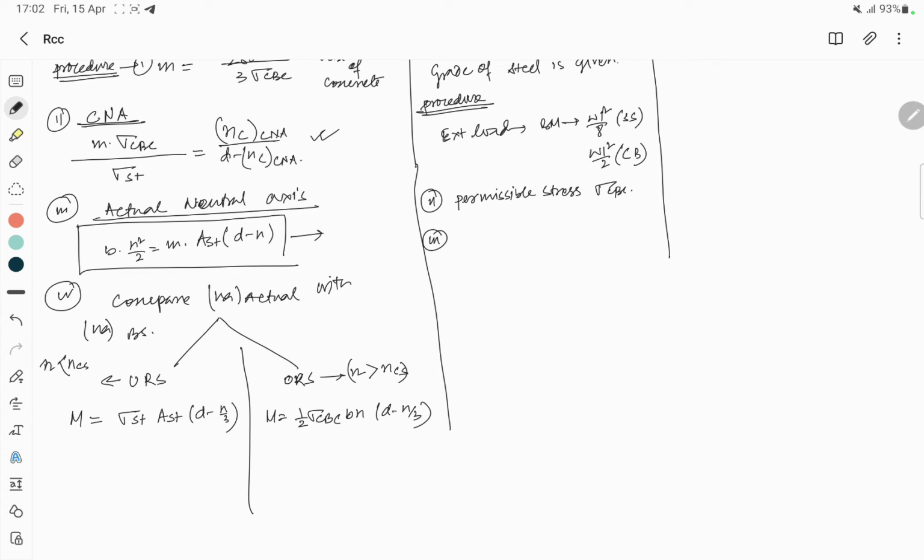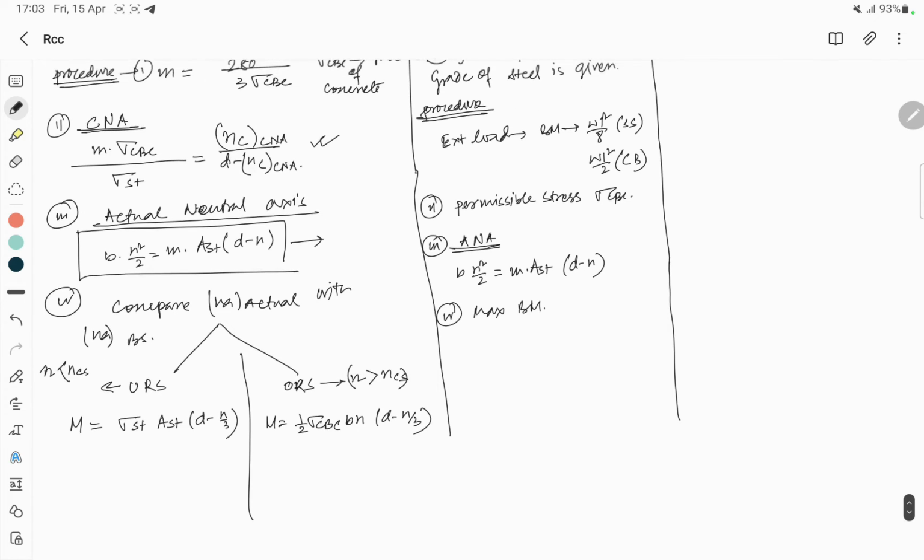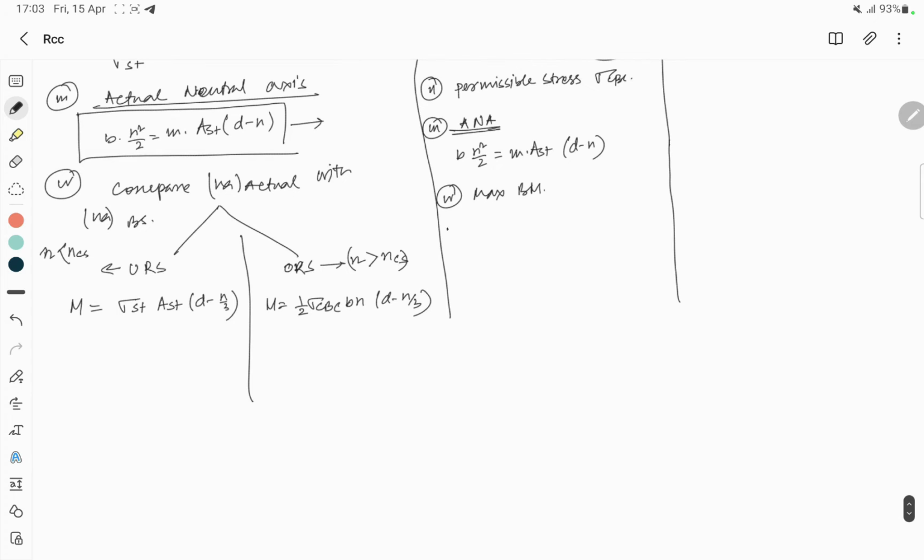Number 3, you have to find out the actual neutral axis, that is Bn square by 2 equal to M Ast (D minus N). Number 4, calculate the maximum bending moment by using WL square by 8 or WL square by 2.